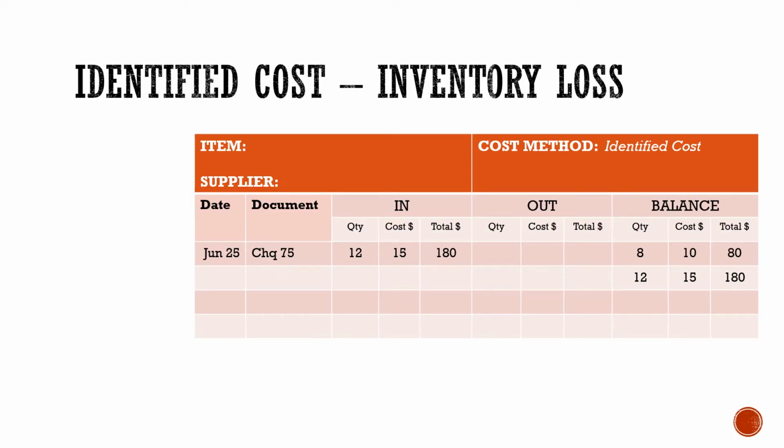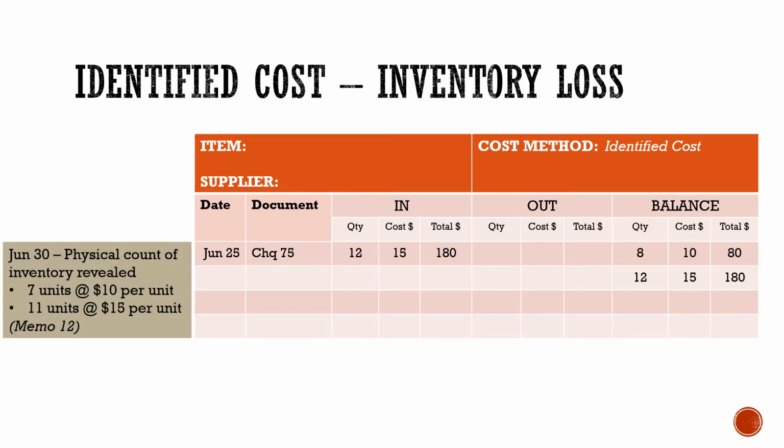First, we're going to record the inventory losses using the identified cost method. So here in our inventory card, we can see that we should have a balance of 8 units at a cost price of $10 and 12 units at a cost price of $15. However, when we did the physical count of our inventory, we have found that we only have 7 units at a cost price of $10 and 11 units at a cost price of $15. Therefore, we need to adjust our records to match up with the number of units that we've counted in our physical count.